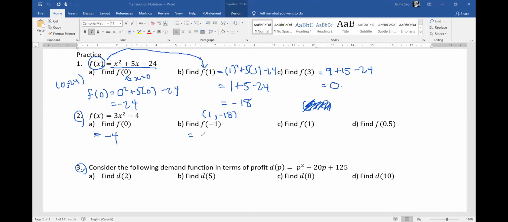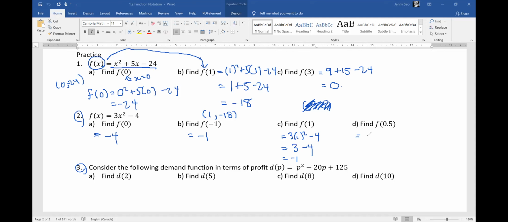Hazel? Negative 1. It is negative 1. Good. Okay, f of 1. Aiden? Close. So we got 3 times 1 squared minus 4. That becomes 3 minus 4, which, just like before, will be negative 1. Just be careful with that.